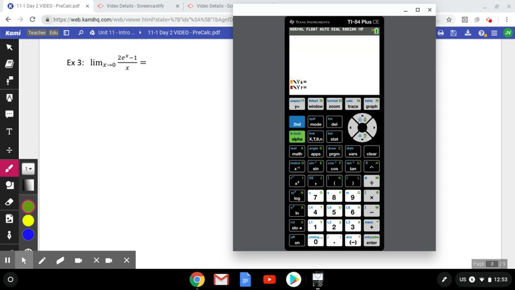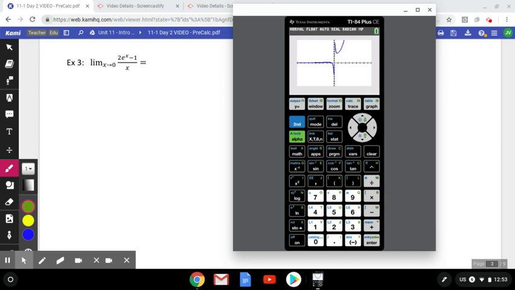Let's take a look at the graph by hitting zoom 6, which is not always the best viewing window, but it is often a good idea to start here. It looks like the limit as x approaches 0 from the left is negative infinity, and from the right it's infinity if we look at the graph. And we can see that here on the left and then the right.